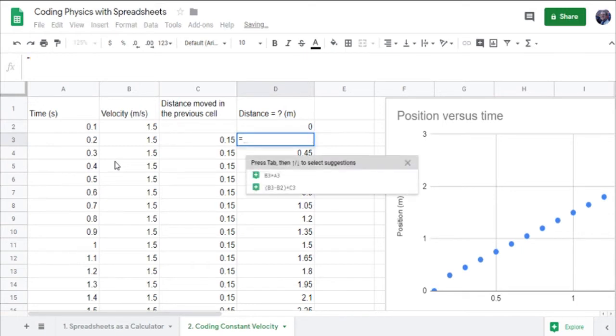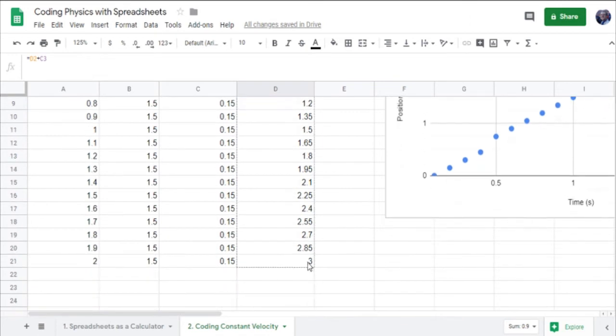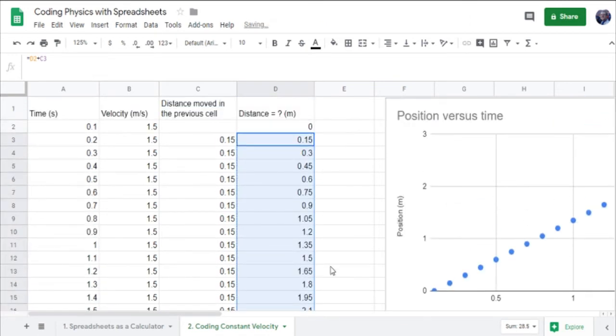And what I'm going to do here, I want to add to this. So I'm going to take this current value, and I'm going to add to it the distance that I moved. So in that first cell, I moved 0.15. In the second cell, I moved another 0.15, but that took me from 0.15 to 0.3. In the next cell, I moved from 0.3 to 0.45. And on we go. Each of these is going to increase by 0.15, the same amount.